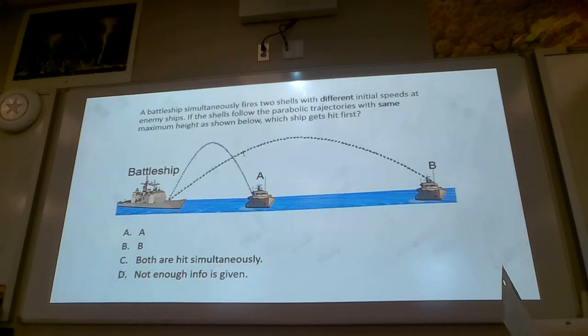Where is it at 3.94 seconds? Oh, it'd only be halfway. So I'd have to catch it. Yeah.